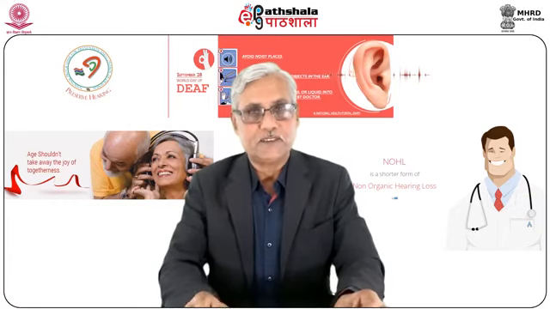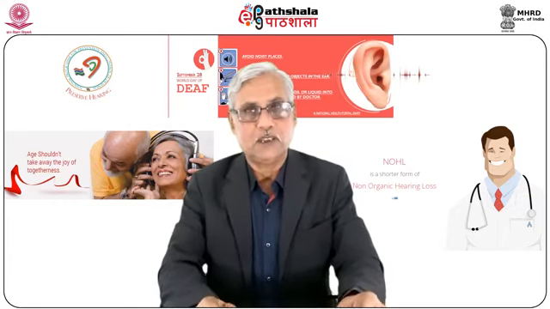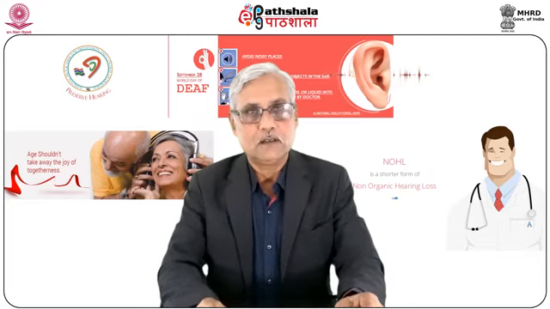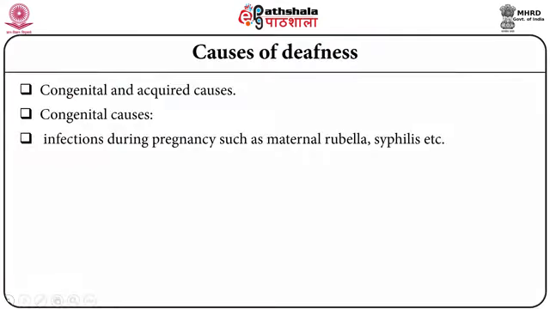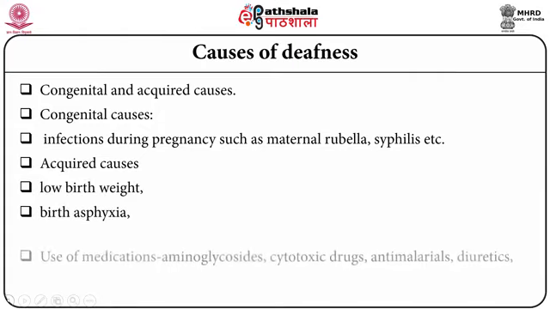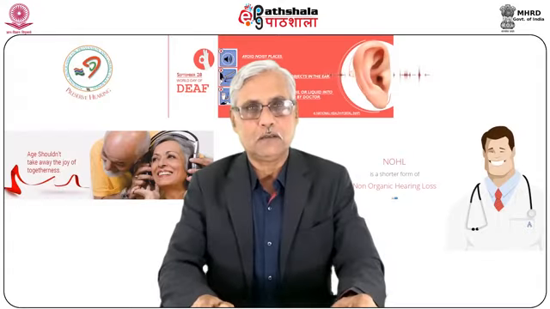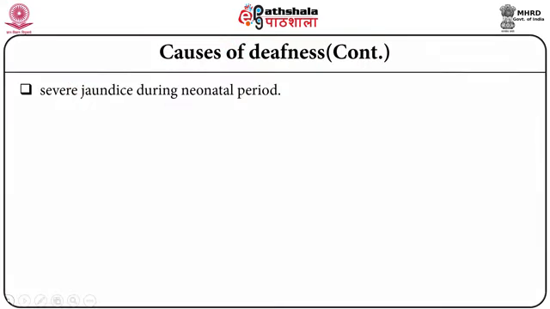In order to prevent the disease, understanding the various causes of deafness is required. The causes could be either congenital or acquired. Congenital causes are infections during pregnancy such as maternal rubella and syphilis. Acquired causes are low birth weight, birth asphyxia, use of medications, particularly aminoglycosides, cytotoxic drugs, anti-malarials, and some of the diuretics. Severe jaundice during neonatal period.